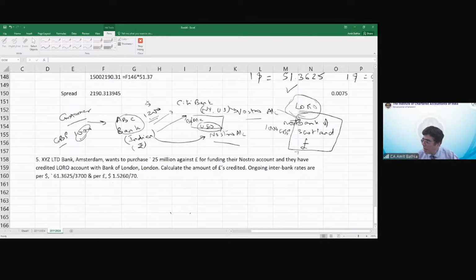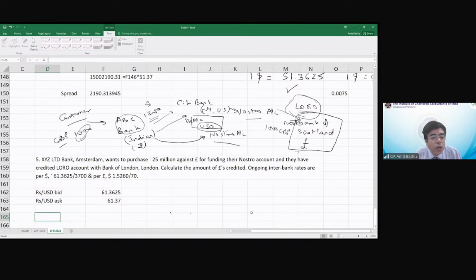First and foremost, I have the rates available to me. So let me first of all note the prices which are already available to me. What is the rate given to me? Do I have the USD to rupees or rupees to USD? Rupees to USD is given to me. So first of all, I have bid, then rupees, I have ask. Rupees to USD, what is the rate? Bid is 61.3625 and ask is 61.3700.